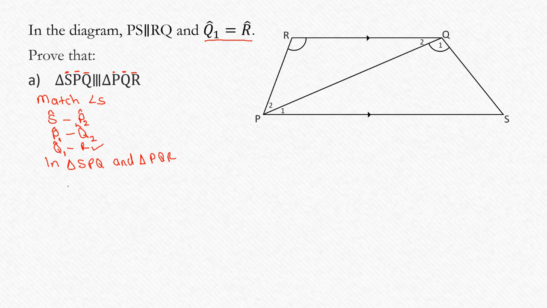So now we're saying angle Q1 is equal to angle R. These are the triangles we're talking about. Let me just highlight them. This is the triangle SPQ, then this is the triangle PQR, and then we're talking about these angles Q1 and R there. So we're given this, so the reason is given.